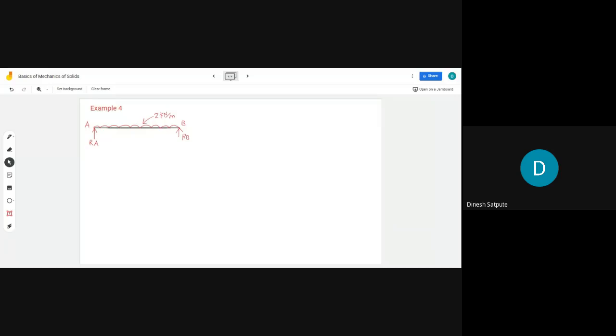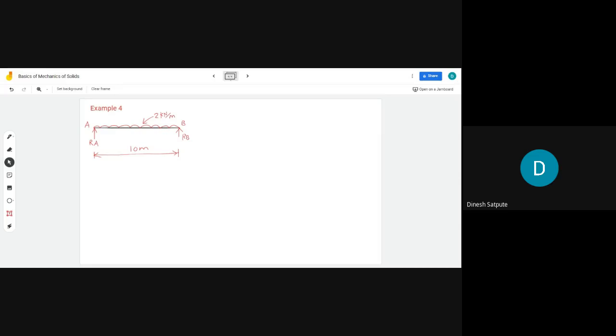And say the total span of the beam is 10 meters. So how to find out the reactions in this case? The first step is to draw the free body diagram from this loading diagram. So while drawing the free body diagram, how to draw it? Let us see.